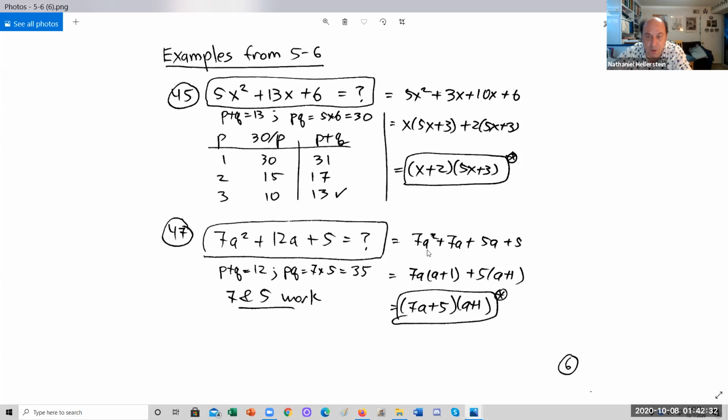This should unfoil. The first two terms are 7a squared plus 7a, which has a common factor of 7a, times, after you divide, a plus 1. 5a plus 5 has a common factor of 5 times a plus 1. These a plus 1s are in common, so we pull them out, and we're left with 7a plus 5.